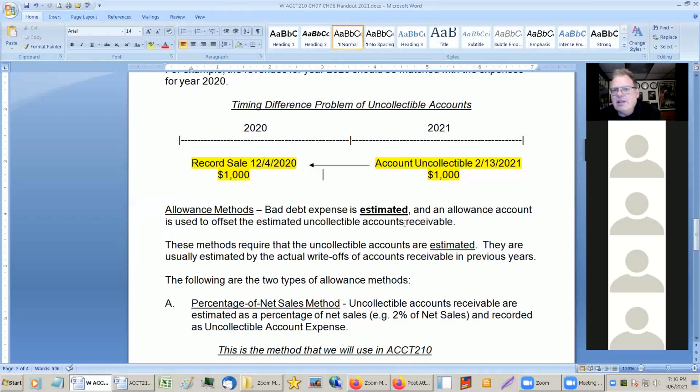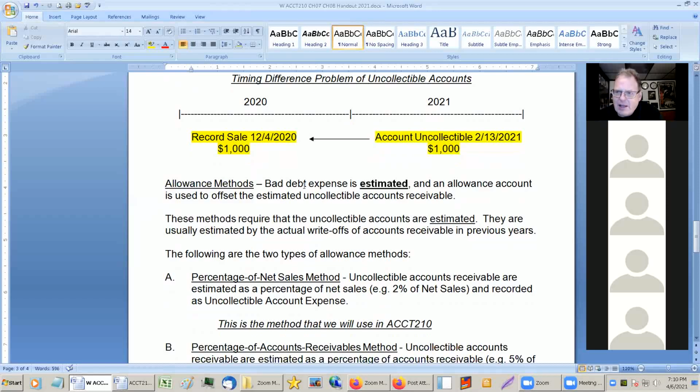That expense relates to the previous year. This is not for a sale that was made in 2021. This is for a sale that was made in 2020. Again, the problem being at year end, you don't know this is going to happen. You don't know which accounts are not going to be collected. So that's a problem. And that's kind of what this whole thing is.